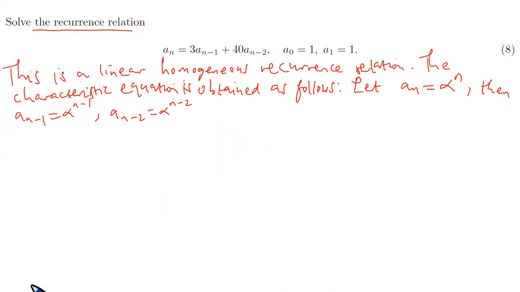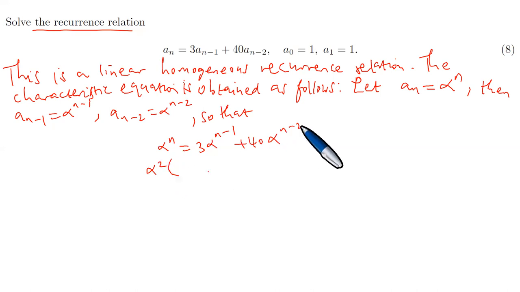We can convert it to some quadratic equation, and then we are able to factorize. So that is the power of this. So we get alpha to the n, 3 alpha to the n minus 1 plus 40 alpha to the n minus 2. Now you can simplify this one by getting rid of the negative powers. You multiply each of the terms by the biggest power, alpha squared. I don't care how you do it, but this is just one way.